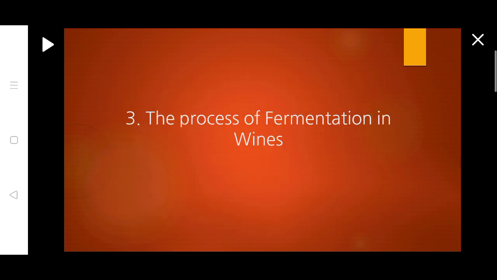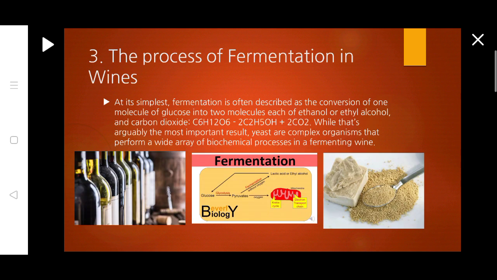So the next question is the process of fermentation, which I chose is for wines. So the process of fermentation in wines. At its simplest, fermentation is often described as the conversion of one molecule of glucose into two molecules each of ethanol, or ethyl alcohol, and carbon dioxide.